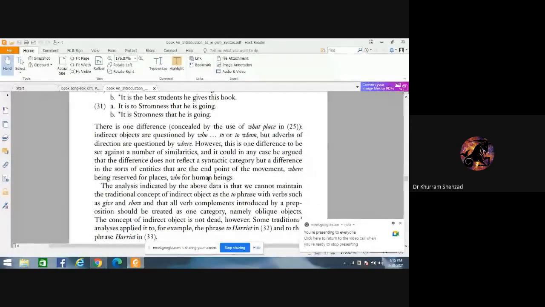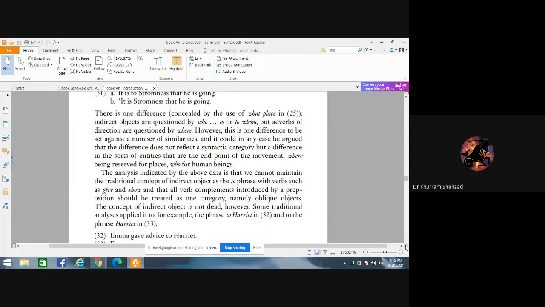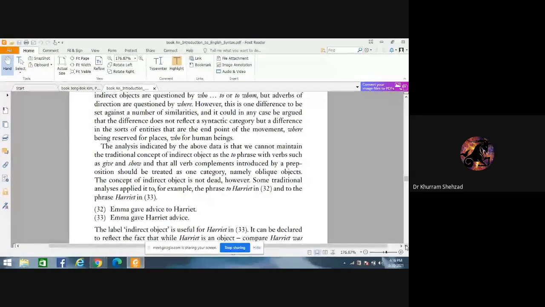Look here: this is one difference concealed by the use of what place in 25. Indirect objects are questioned by who, to, or to whom, but adverbs of direction are questioned by where. However, this is one difference to be set against a number of similarities, and it could in any case be argued that the difference does not reflect a syntactic category, but a difference in the sorts of entities that are the end point of the movement: where being reserved for places, who for human beings. The analysis indicated by the above data is that we cannot maintain the traditional concept of indirect objects as the "to" phrase which verbs such as give or show take, and that all verb complements introduced by a preposition should be treated as one category, namely oblique objects.